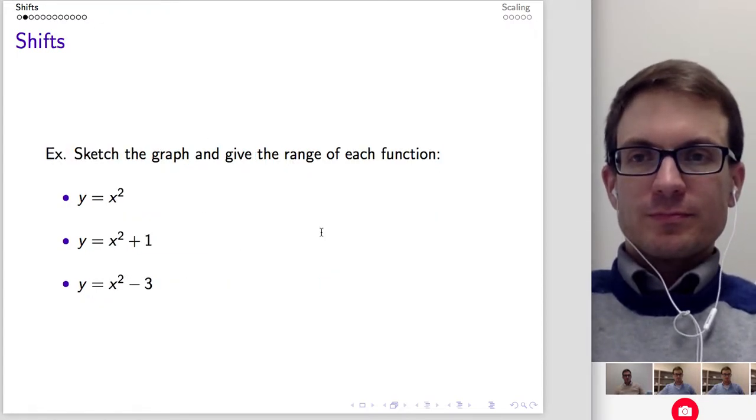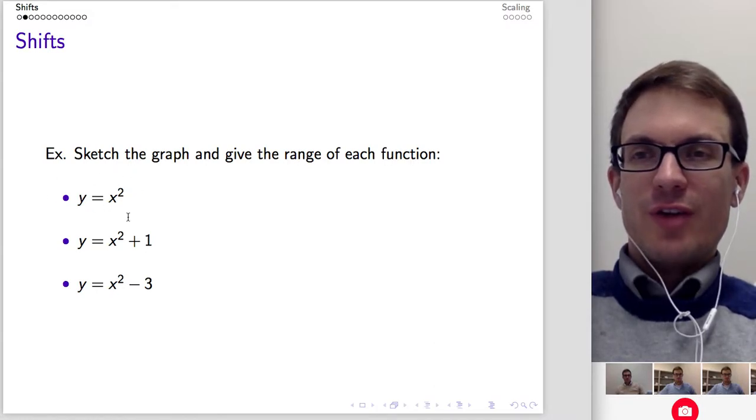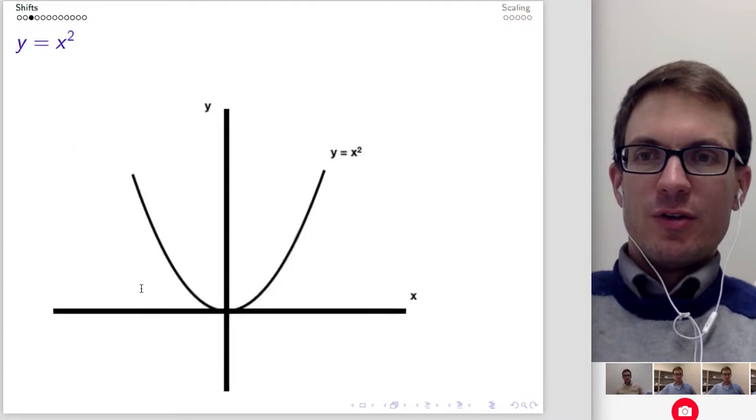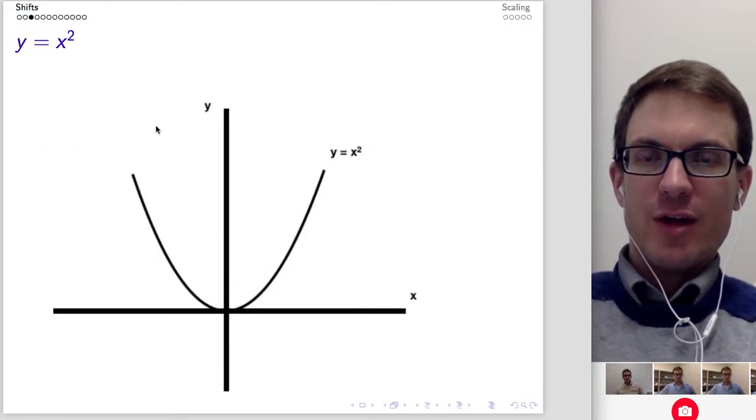All right, sketch the graph and give the range of each function. We're going to take as our baseline y equals x squared. We're going to think about what happens when we add 1 to every output, and what happens when we subtract 3 from every output. So here's our baseline, y equals x squared. We know what that looked like already.